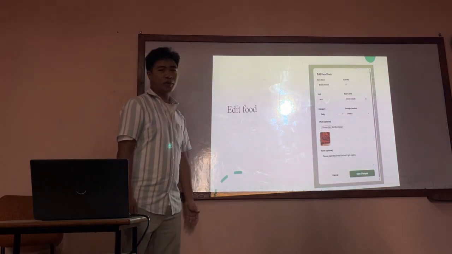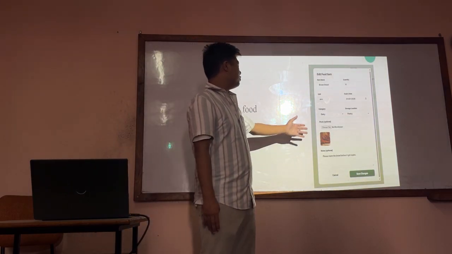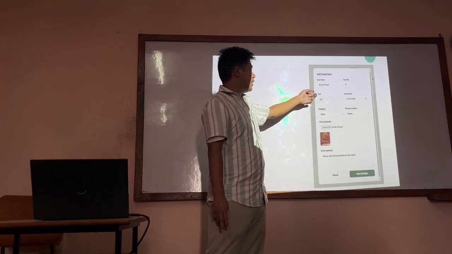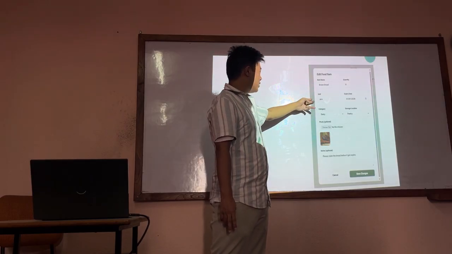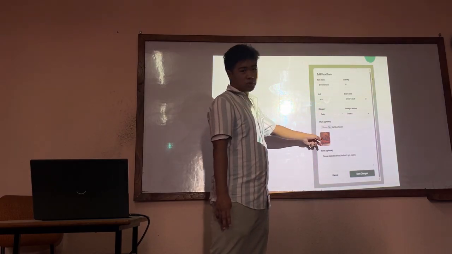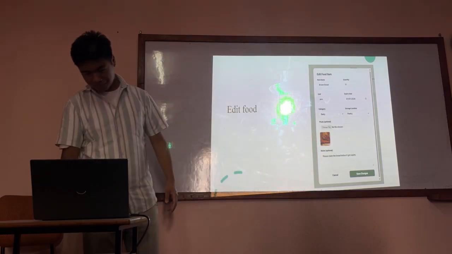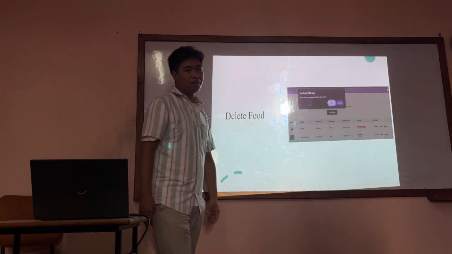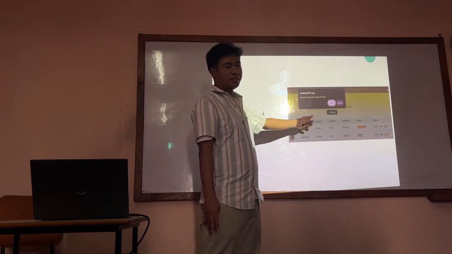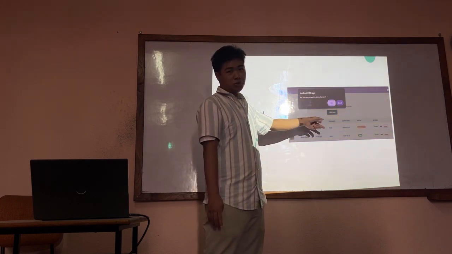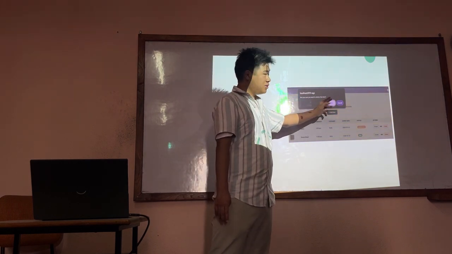After adding the food, we can also edit it. For example, if there is a brown bread here, we can change it to egg, and we can also change the quantity, unit, category, and storage location. Also, we can choose the required photo and add a note for it. And if we have a problem adding the food, we can also delete it, and you can see the dialog box appear here asking if you are sure you want to delete it, and we can press okay or cancel.